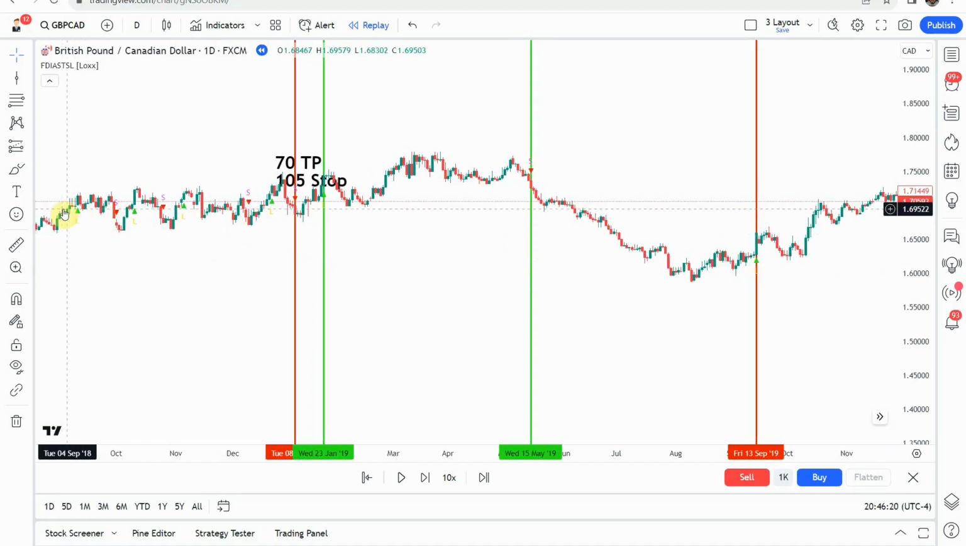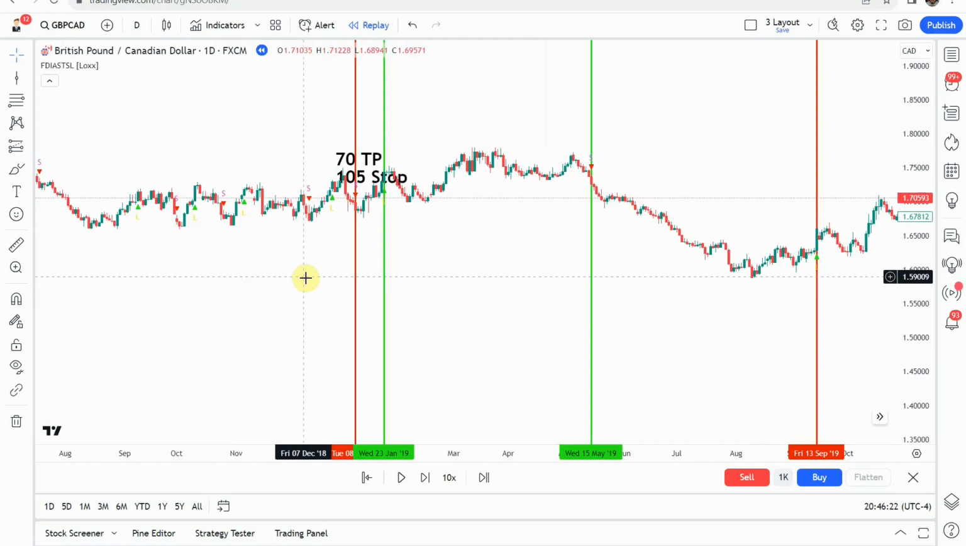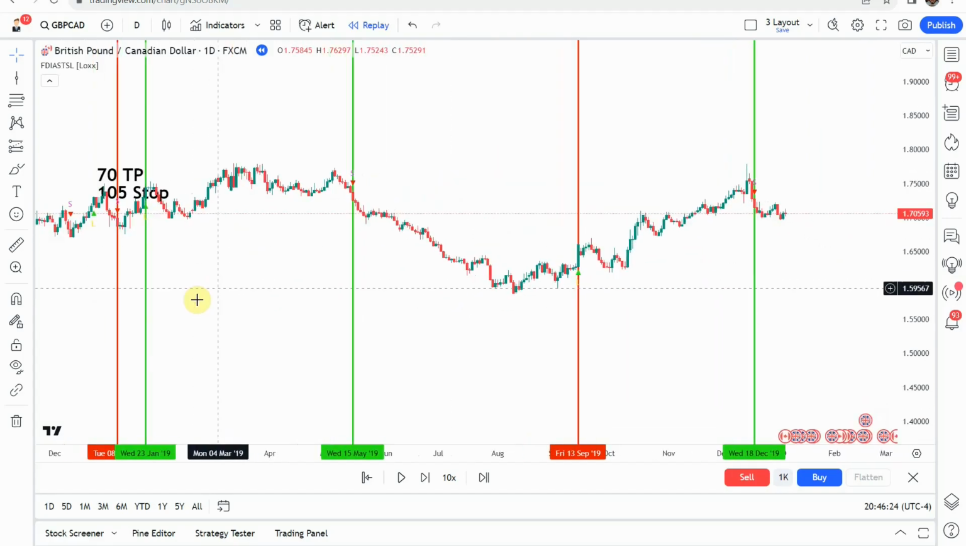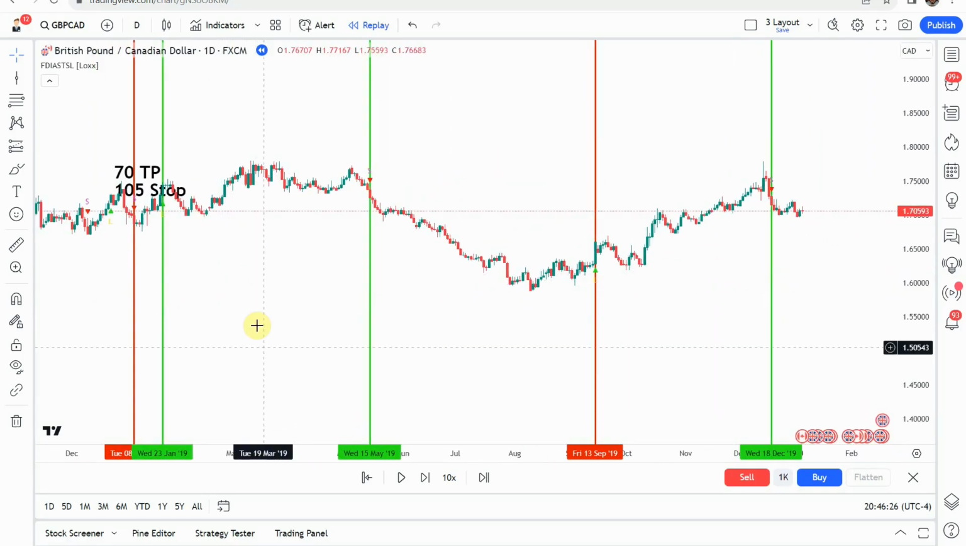It does look like maybe in consolidation, this indicator might struggle, but for now it is going to go on the yes list, and we'll move on to the next video from here.